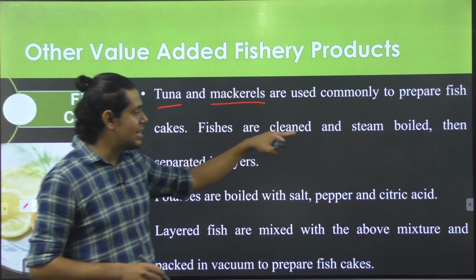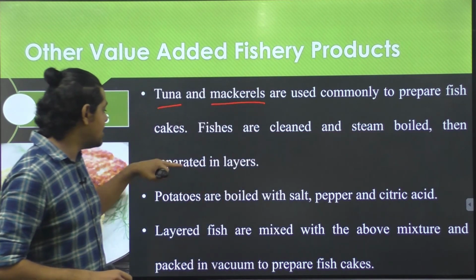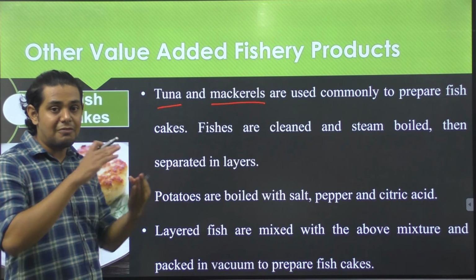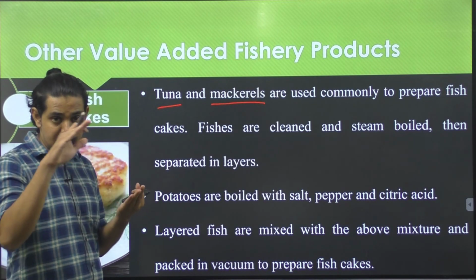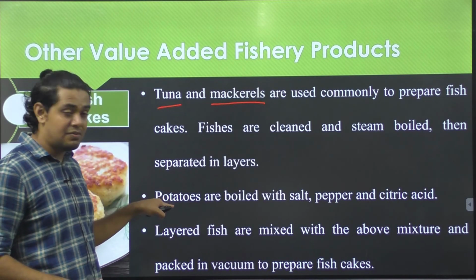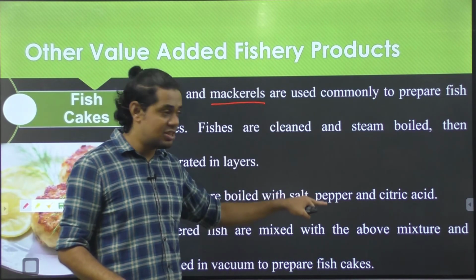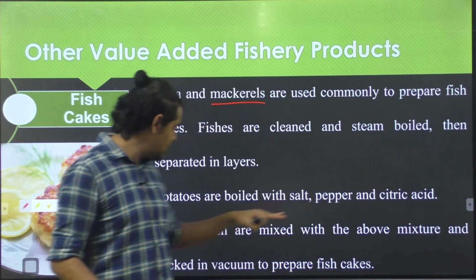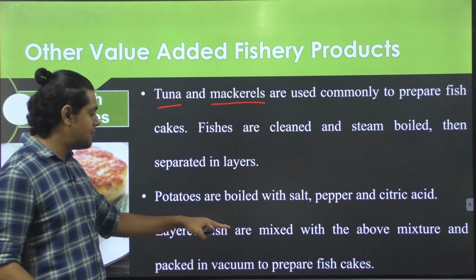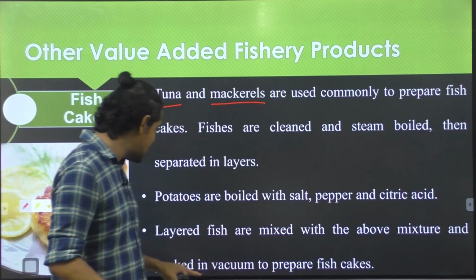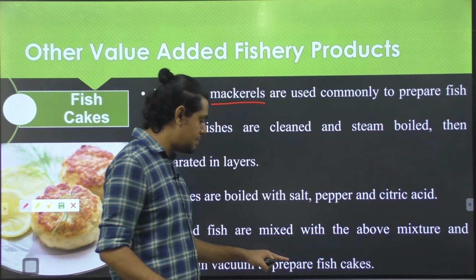So the fishes are cleaned and steam boiled, then separated in layers. Then we will have to mix them with boiled potato, which has been added with salt, pepper as well as citric acid, and it has to be layered. Fishes are mixed with the above mixture and packed, vacuum packed, and prepared as fish cake.